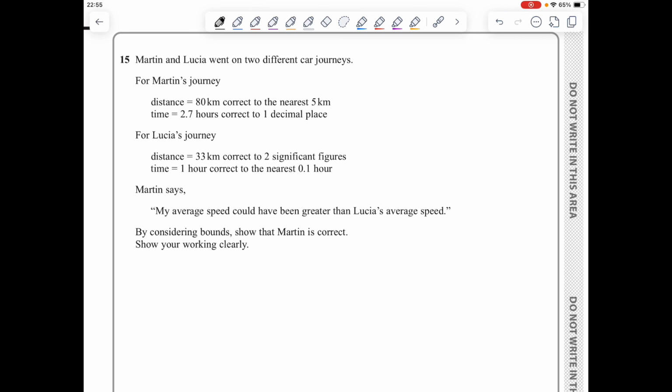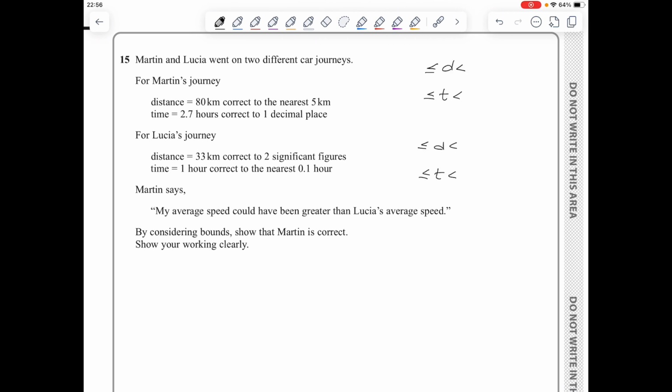The idea behind question 15 is the following. Using the rounded values, Martin's speed is the following, and Lucia's speed is the following. And because Lucia's speed is higher, we're thinking Lucia is going faster. But we are not allowed to use the rounded values. We have to find the upper and lower bounds.